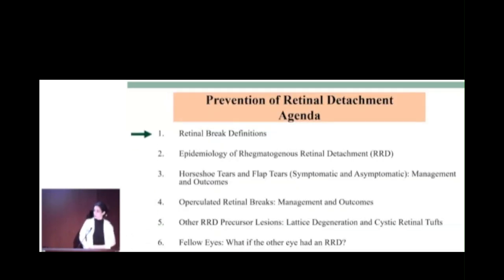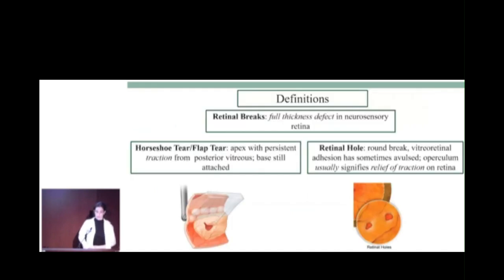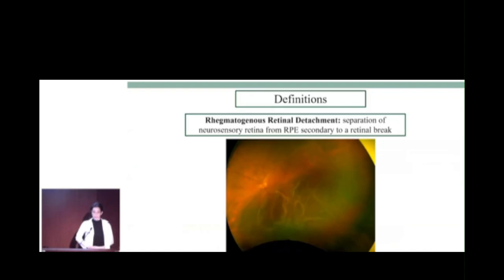So we'll start briefly with some retinal break definitions, and we'll go relatively quickly through these because most of us know. A retinal break is a full thickness defect in neurosensory retina. Horseshoe tear or flap tear, like you saw in the examples, usually signifies continued traction on the apex of the flap tear by the vitreous. And then round holes would refer to round breaks that sometimes have an avulsed piece of retina, or the operculum, like you mentioned in the third example. That usually signifies relief of traction on the retina, but not always, as we'll discuss in operculated breaks.